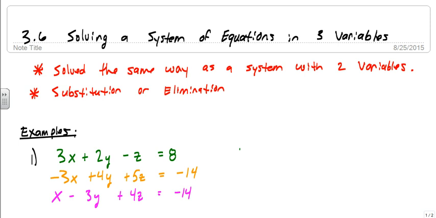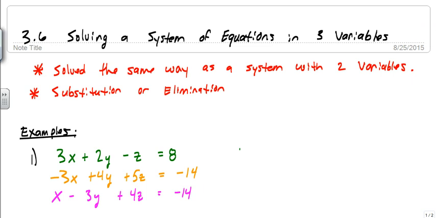So it's a couple steps in the beginning that are going to be a little bit different process, and then we're going to get to our system of 2 variables, which we all know how to do. So it's solved the same way. It's just another step, and we're going to use substitution or elimination, which is also known as linear combinations.